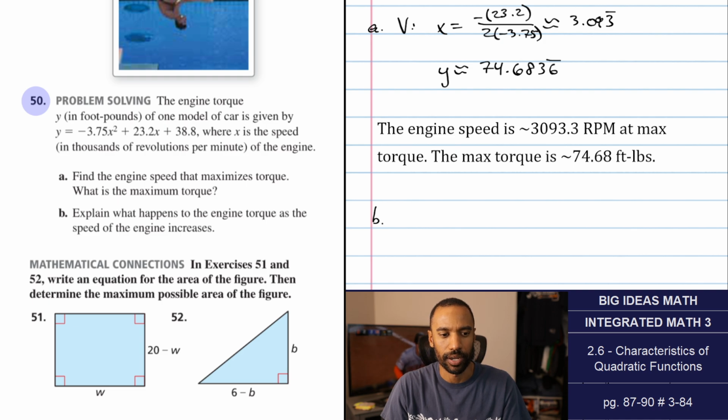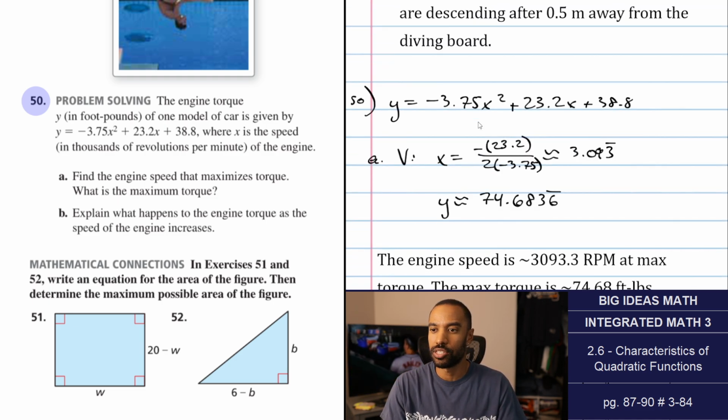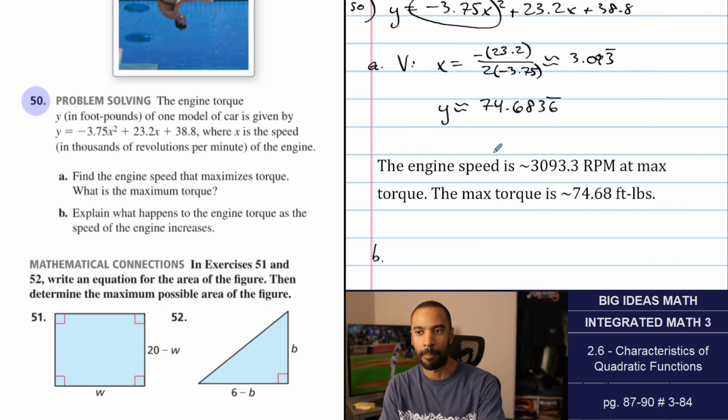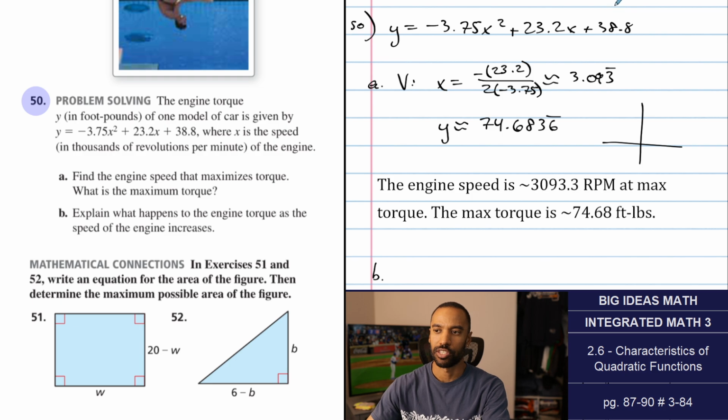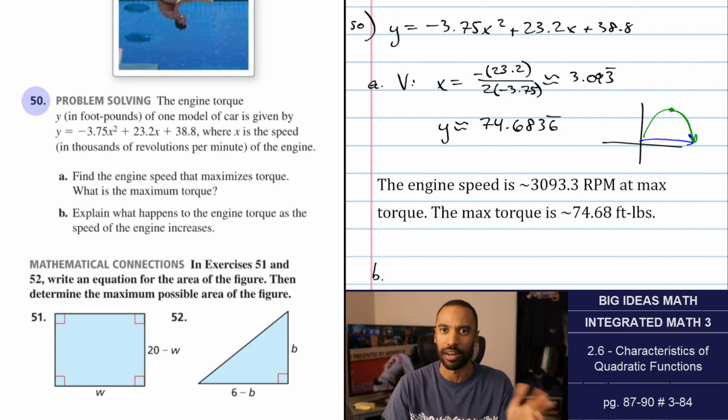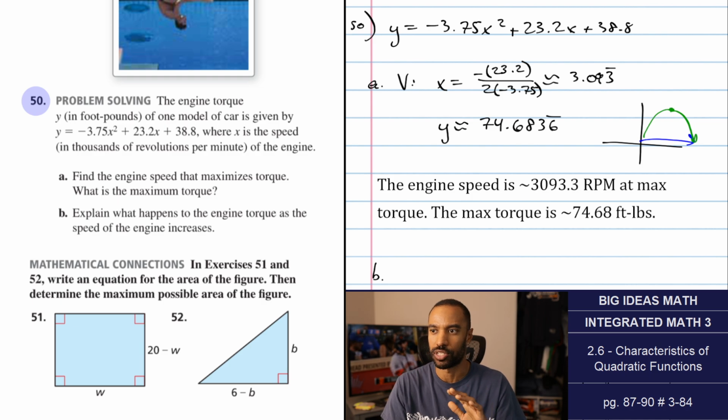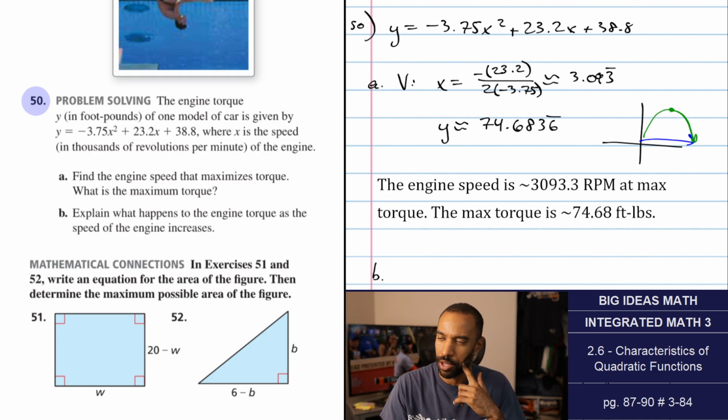Part B. Explain what happens to the engine torque as the speed of the engine increases. Oh, as it increases. So because this is a negative function, that is a maximum. By the way, the vertex was only representing a maximum because this was a negative. This is an up, down thing, whatever. So the idea is as the speed of the engine increases, well, it increases for so long until it hits the torque at max right there, and then it goes back downward. So I don't know if they're saying to the left and right of that number, this is what it does. I think we're just going to say that. We're going to say the torque increases.